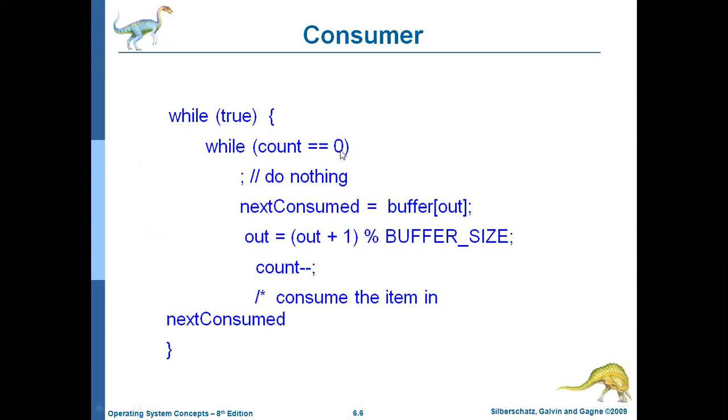4 equal to 0? No. Next consumed equal to buffer of 1, so next you consume the item in the first location. After that 1 plus 1 is 2, and 2 modulo 5 means 2. Count value was 4 earlier, 4 minus 1 is 3. Like that, you consume the items: buffer of 0, buffer of 1, buffer of 2, buffer of 3, buffer of 4.